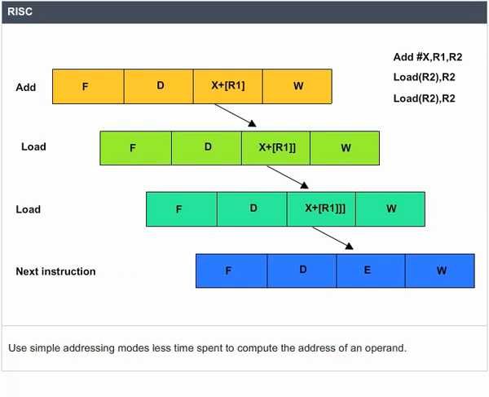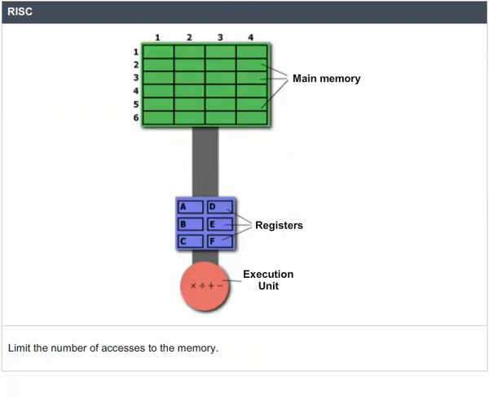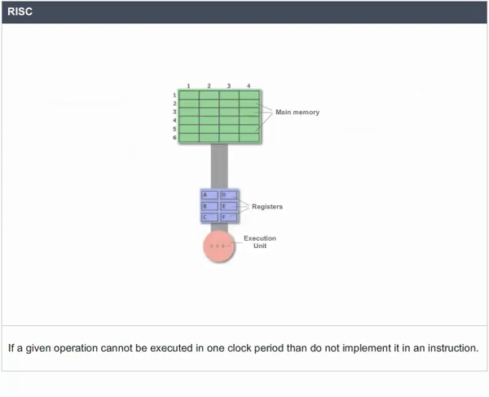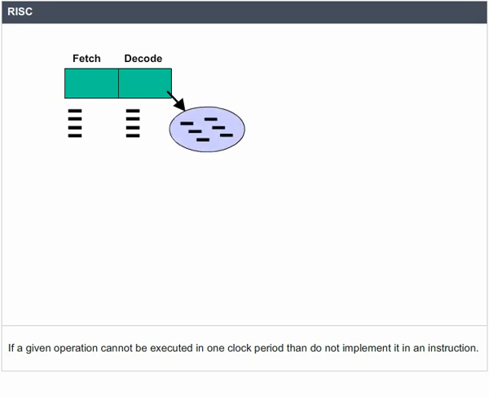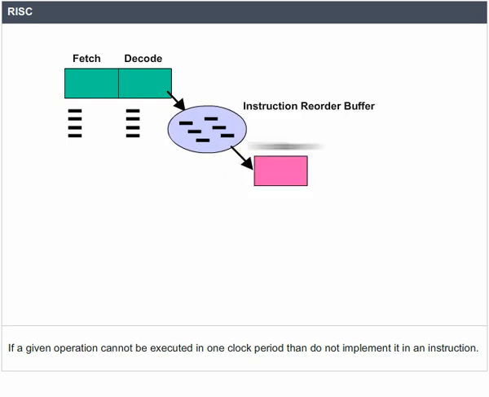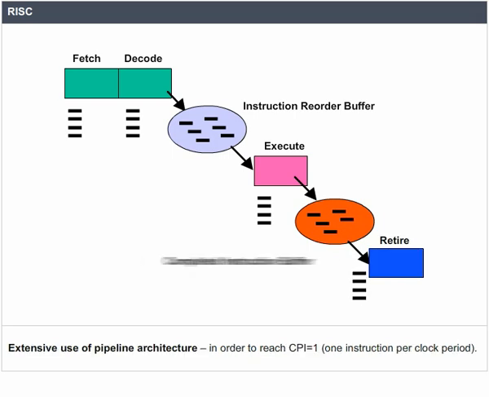Use simple addressing modes, less time spent to compute the address of an operand. Limit the number of accesses to the memory. If a given operation cannot be executed in one clock period, then do not implement it in an instruction. Extensive use of pipeline architecture in order to reach CPI equal to 1, that is, one instruction per clock period.